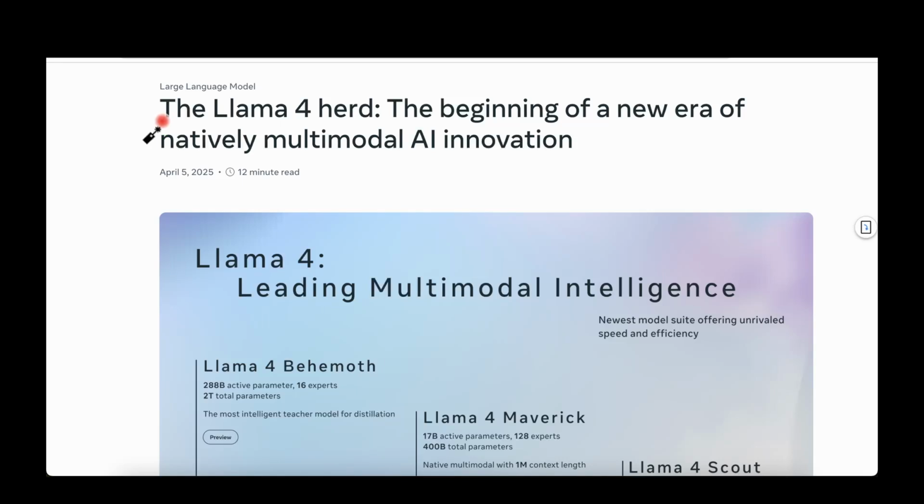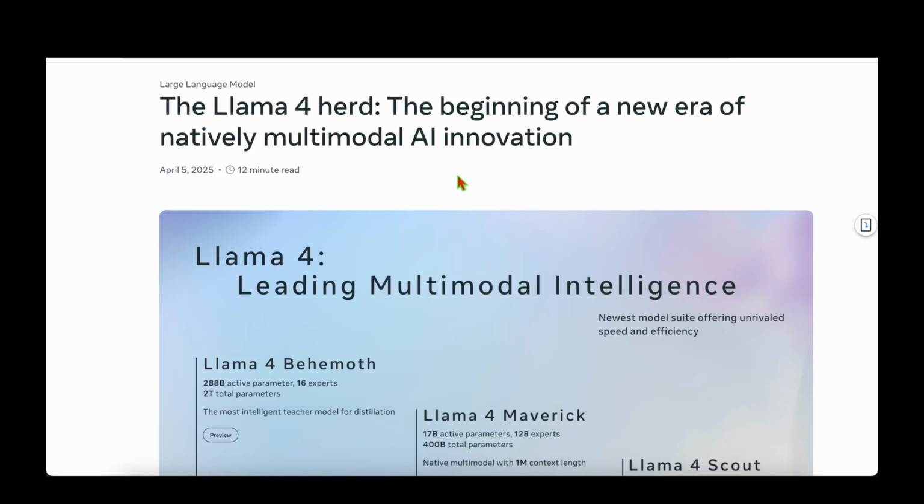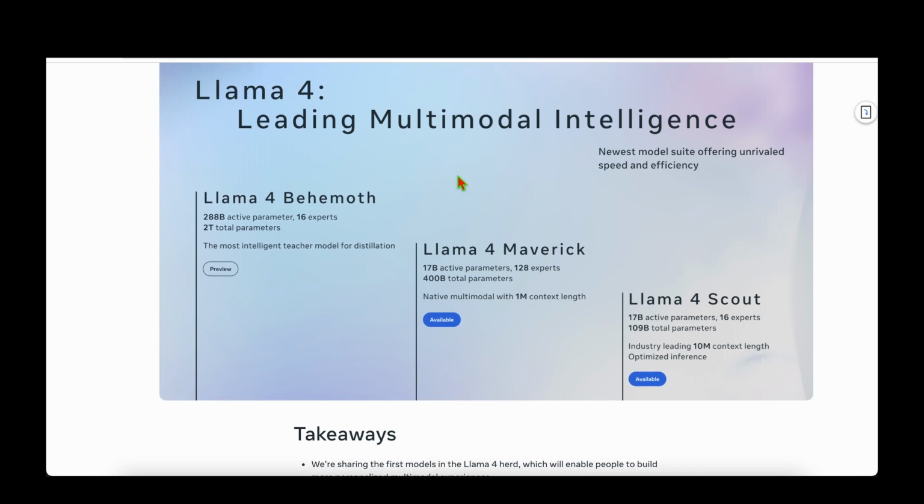Meta has just come up with the Llama 4 family of models, which they're calling the Llama 4 Herd. The models they are releasing are Llama 4 Scout, Llama 4 Maverick, and Llama 4 Behemoth. Llama 4 Scout is a 17 billion active parameters model with 16 experts and 109 billion total parameters. It has an industry-leading 10 million context window, which is pretty high.